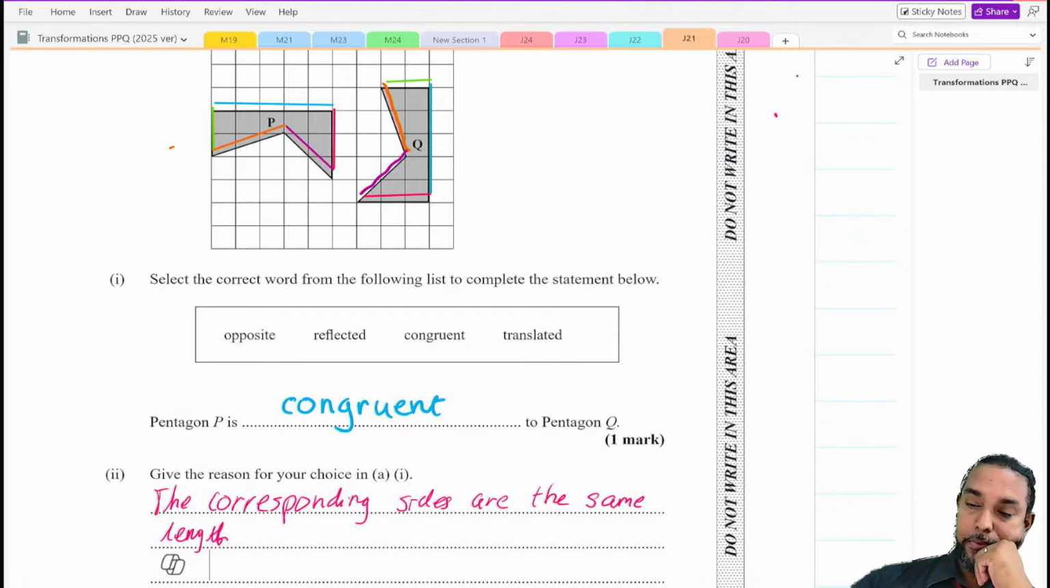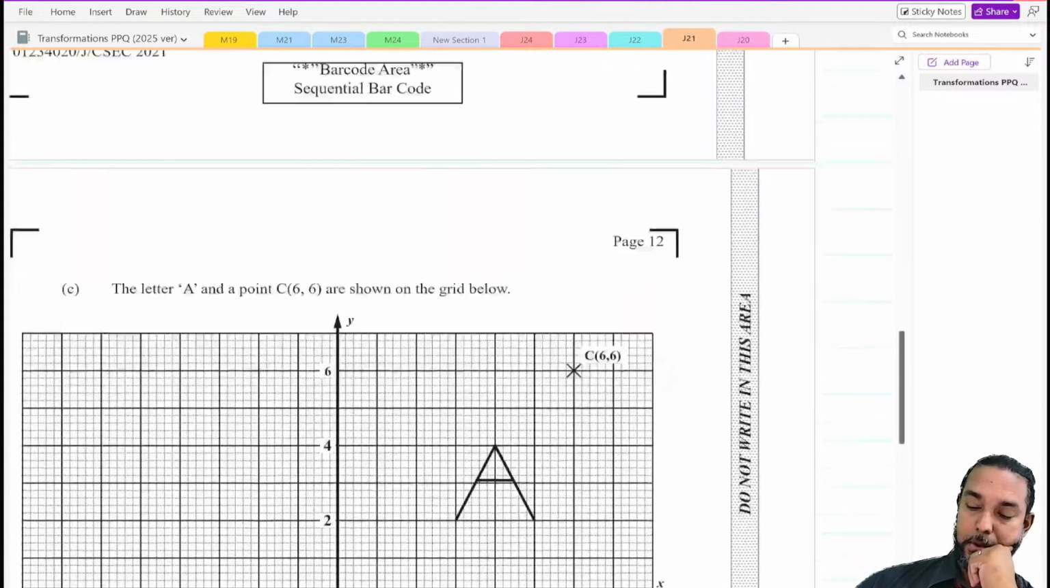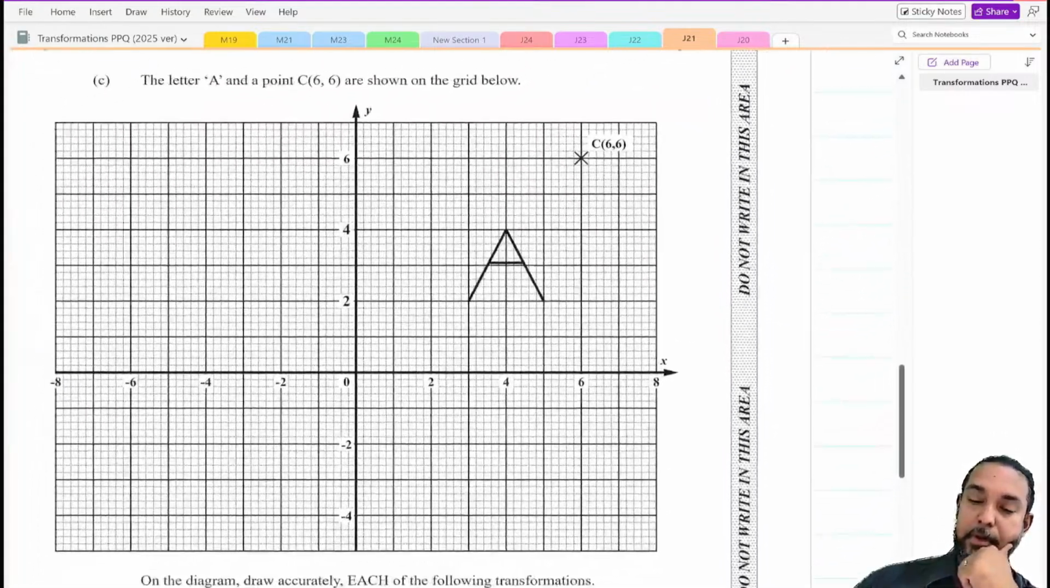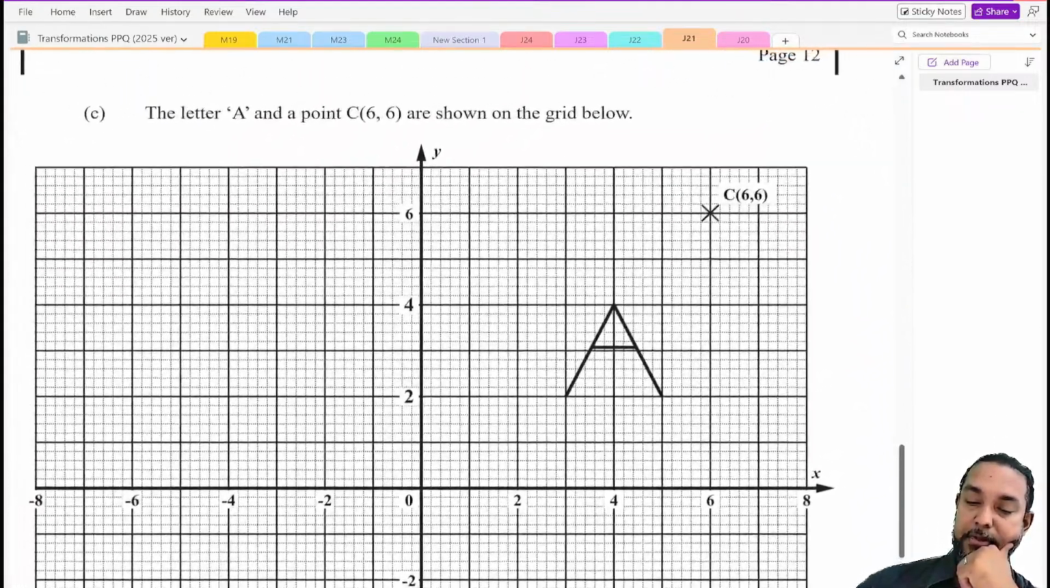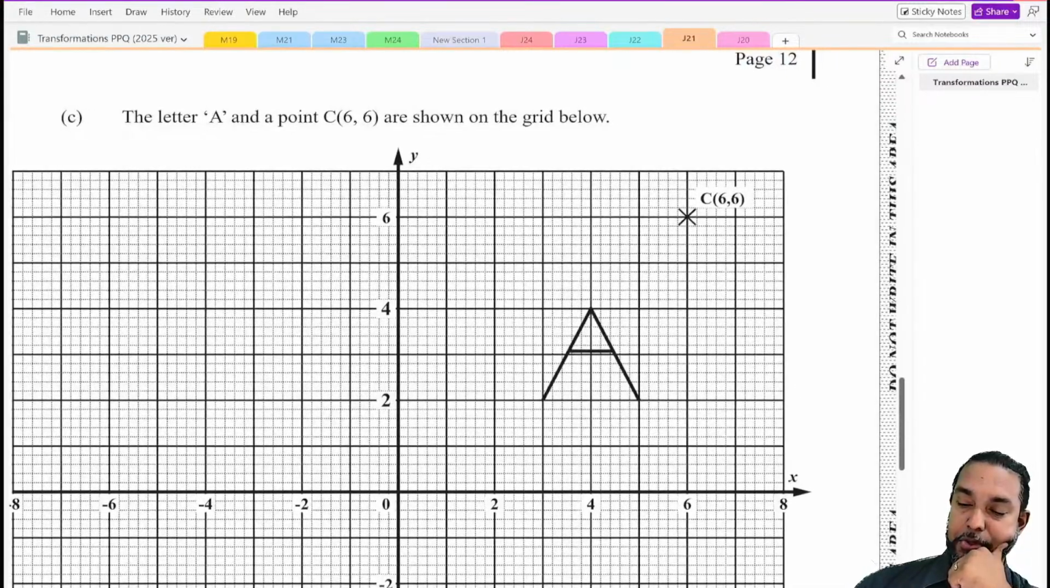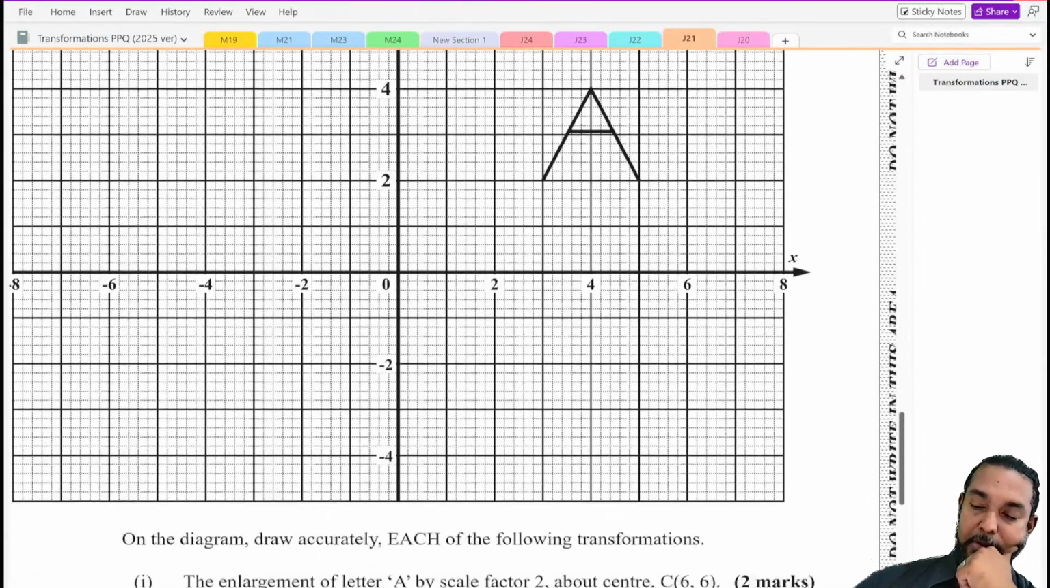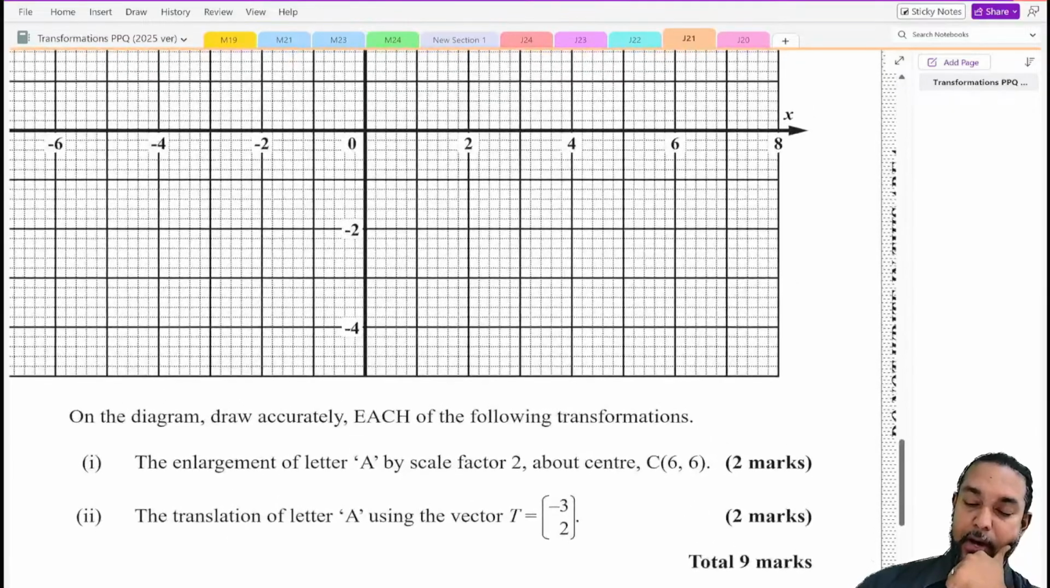Okay, cool. Next page now. All right, so here, the letter A and point C, which is 6, 6, are shown in the grid below. On the diagram, draw accurately the enlargement of A by scale factor 2, and then the translation of A using the vector minus 3 and 2. Okay, interesting.